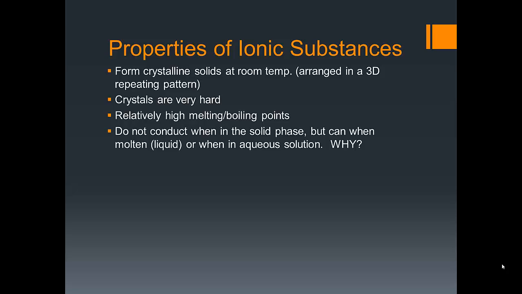Right, properties of ionic substances. So ionic things form crystalline solids at room temperature, which means they're arranged in a 3D repeating pattern. Again, it doesn't have to be that box-like thing. It has to be some pattern that's repeating. The crystals tend to be very hard, and they're very hard because they have such strong electrostatic attractions. So they're held together pretty tightly in terms of the positive ion attracting the negative ion.